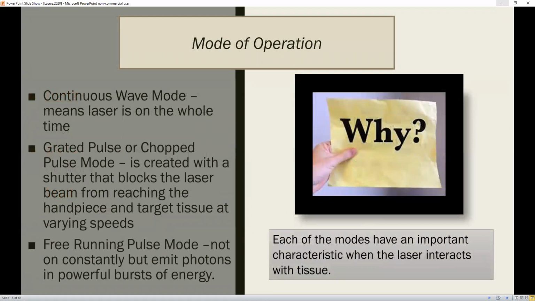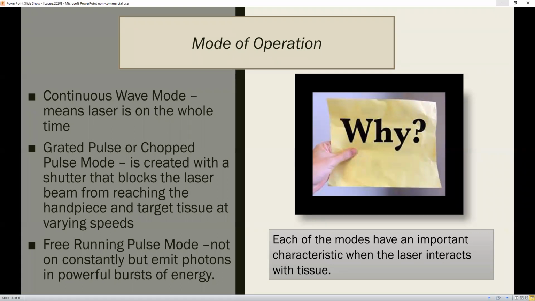So the laser operates in 3 different modes. You've got a continuous mode, a graded pulse or chopped pulse mode, or a free-running pulse mode. So a continuous wave mode is a laser that is on the entire time, okay? Continuous mode, just what it sounds like. The graded pulse or chopped pulse mode means that the laser is blocked, chopping the laser beam at varying speeds. Then you've got the free running pulse mode, which means that it isn't on constantly, but emits photons in powerful bursts of energy. So that is also your intermittent mode.